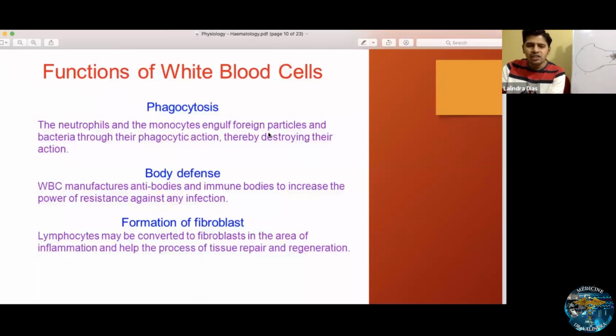Then formation of fibroblast. Lymphocytes may be converted to fibroblast in the area of inflammation and help the process of tissue repair and regeneration. Okay. So they also have a role in formation of fibroblast, but that's not that important. What you need to remember are the first two things, that is phagocytic function, and the other one is the body defense. That's called the innate immunity.